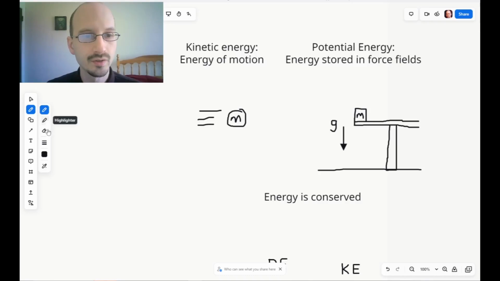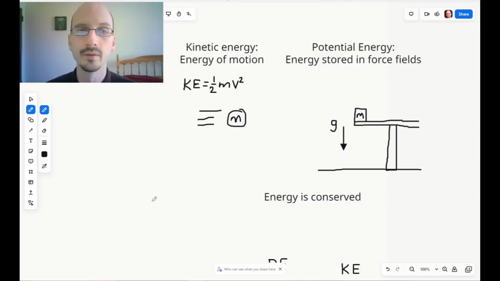And there's an equation for this. The kinetic energy of an object is equal to half its mass times its velocity squared. So the faster an object is moving, the more energy it has. And the kinetic energy does not depend on the direction the object's moving, only the absolute value of its speed.